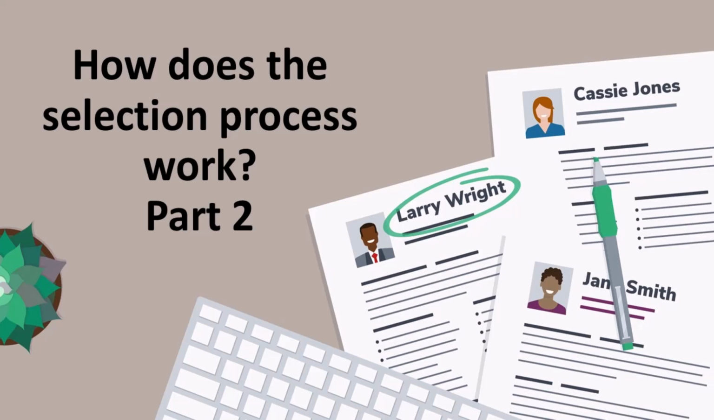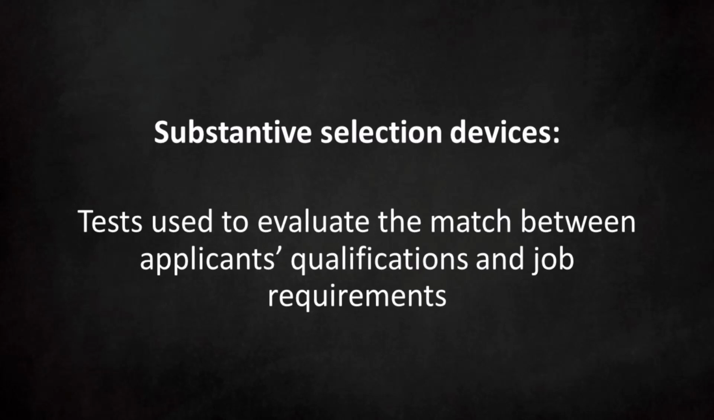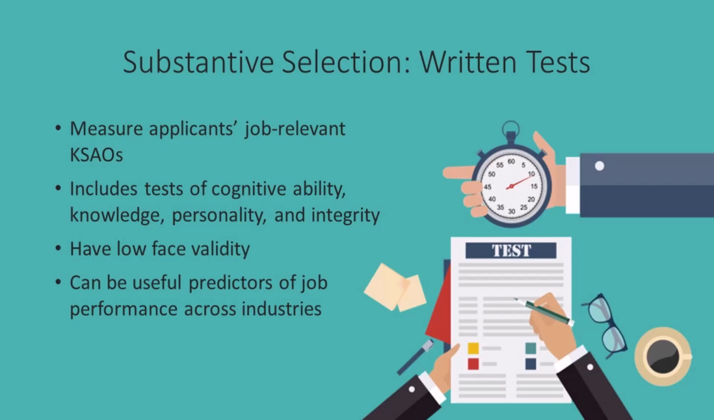How does the selection process work? Part 2. The second stage of the selection process relies on tests called substantive selection devices to evaluate the match between applicants' qualifications and job requirements. Examples include written tests, performance simulation tests, and structured interviews.